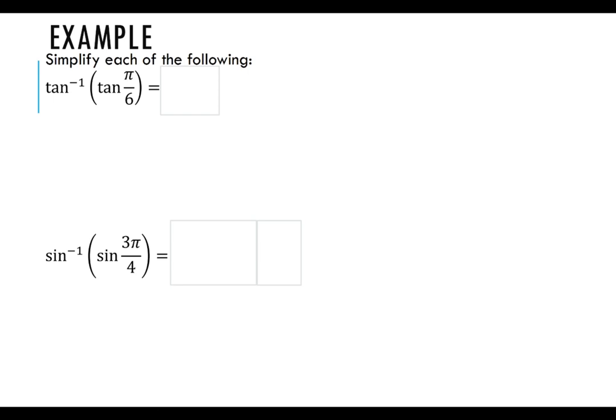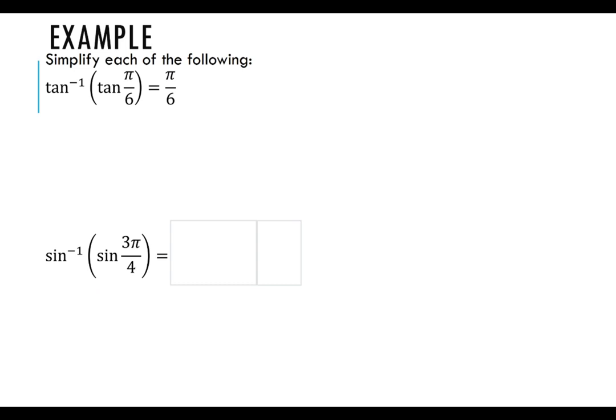Tangent inverse of tangent of pi over 6. Alright, so this is where we start having to be very careful. First question, is pi over 6 in the range of tangent inverse function? And the answer here is yes. Because remember, we're in quadrant 1 or quadrant 4. And so tangent of pi over 6 is in quadrant 1, so tangent inverse of tangent of pi over 6 is pi over 6. Perfectly fine.